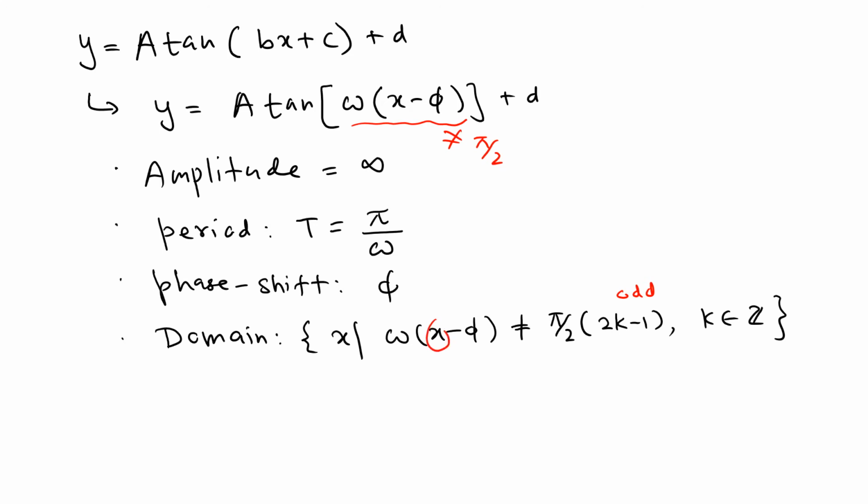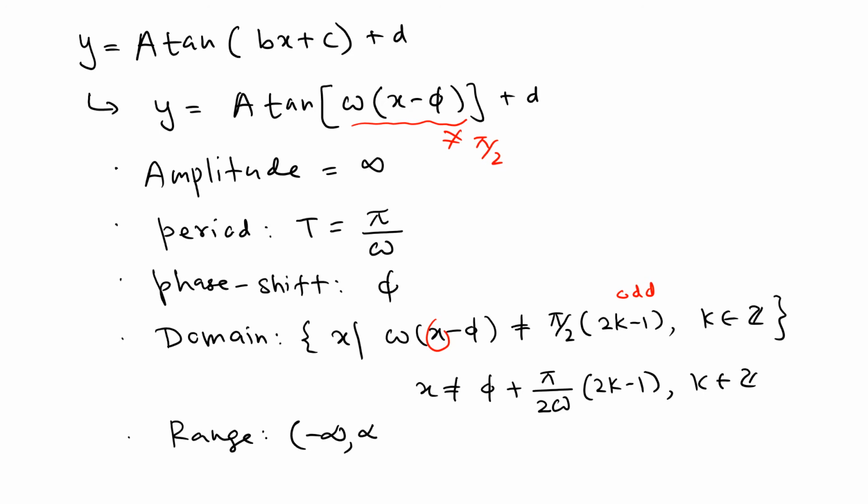Once you solve for x, you can see that x cannot be equal to phi plus pi over 2 omega times (2k minus 1). It's a little bit of algebra, but that's where it simplifies. So x cannot be this value. And the range goes between all the values, so it's negative infinity to positive infinity. Okay, so that's for tangent.